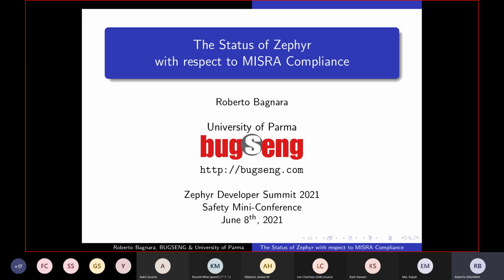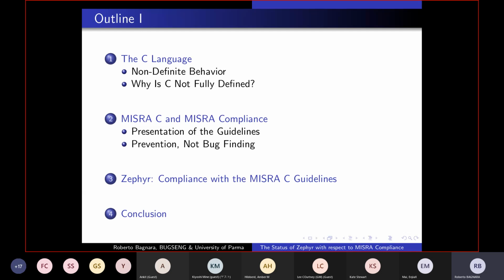Okay, so let's start. I will speak about the status of Zephyr with respect to MISRA compliance. Before I can do this, I need to introduce what MISRA is and what MISRA compliance is, because it is quite frequent that there are misunderstandings in this field. So here is a plan of the talk. I will first say a few things about the C language, and then I will introduce MISRA and MISRA compliance, paying attention to the misconceptions that are more frequent, because I know them, having participated in several open source projects. And then I will talk about the status of compliance of Zephyr with respect to the MISRA C guidelines from a very broad point of view.